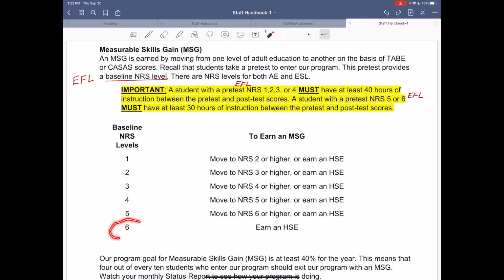Now, if you come in at level 6, the only way to get a gain is to earn an HSE, a high school equivalency diploma. Why is that? Because the National Reporting System only goes to level 6. There is no level 7. So if your student is a level 6, he or she can earn an HSE, and they will. If a student is a level 6 on TABE, he or she is ready to take the HiSET exam.